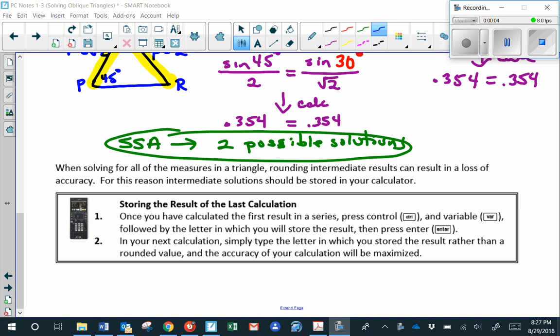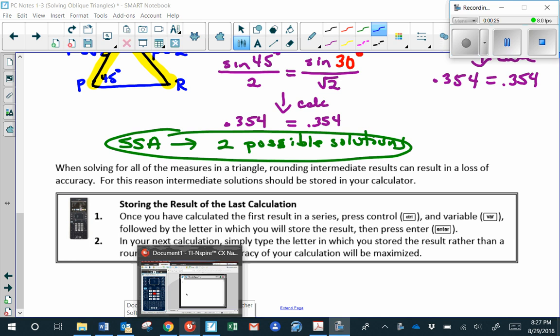Okay, picking up where we left off, we're now going to solve some triangles. When we solve a triangle, we might have to use results from a previous calculation to calculate something afterward. I want to show you how to store some of these results on your calculator to preserve accuracy.